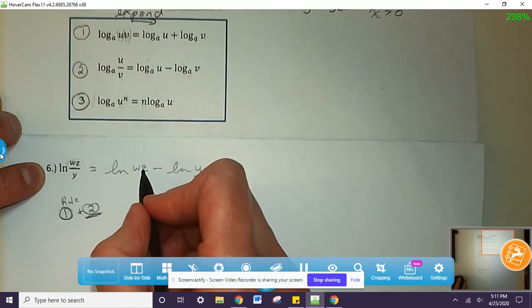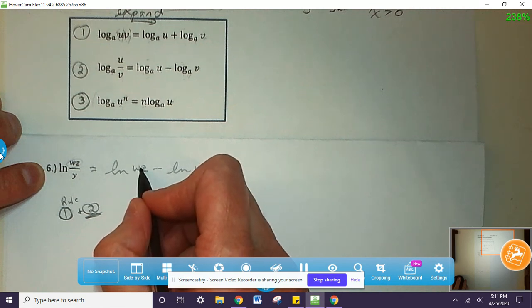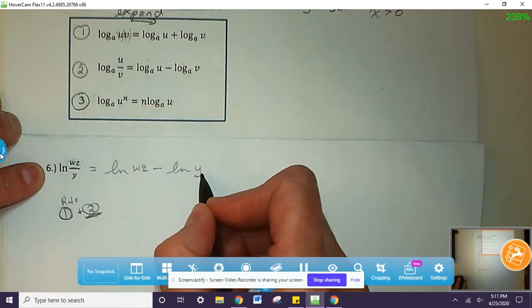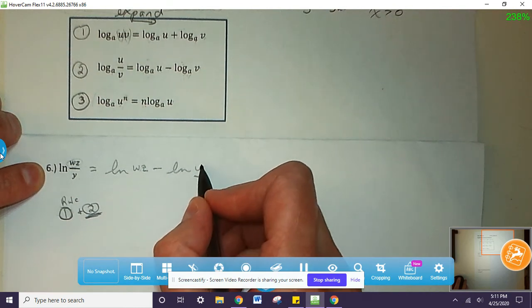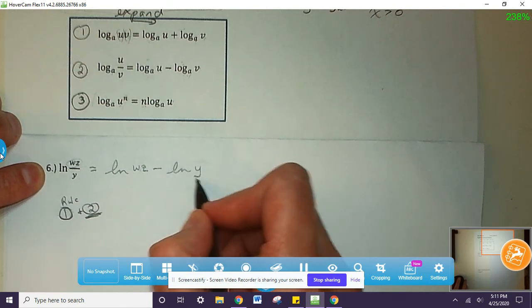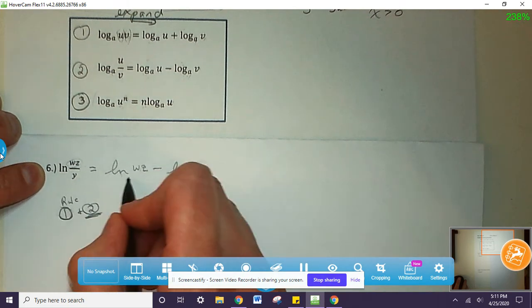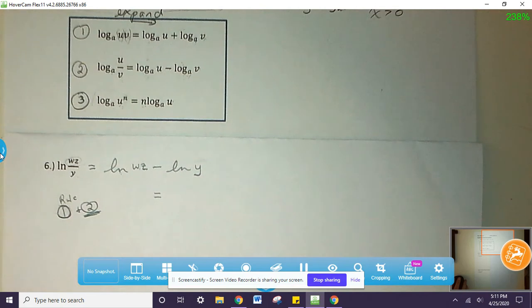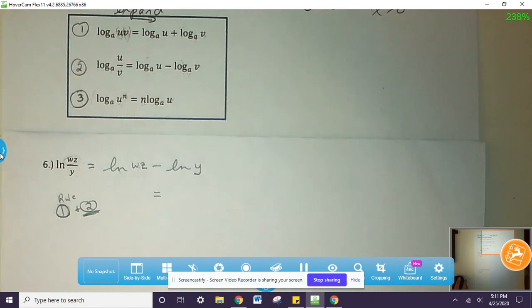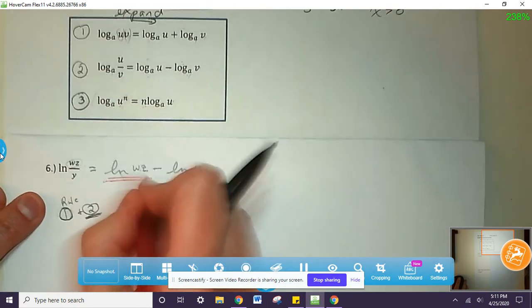Now when I look inside, this one here I have multiplication. So this one I'm going to have to use rule 1 on. This one here is finished, this log, because inside I don't see multiplication, division, or power. So what I'm going to do with this log, so I'm focused right now on log of w times z, and I'm going to apply rule 1 to that.